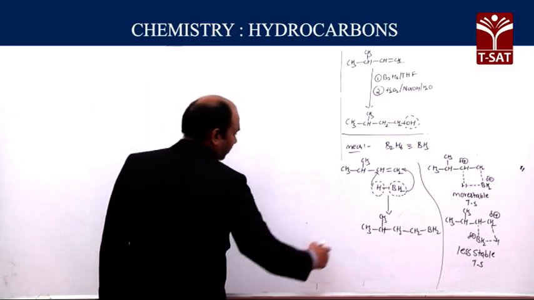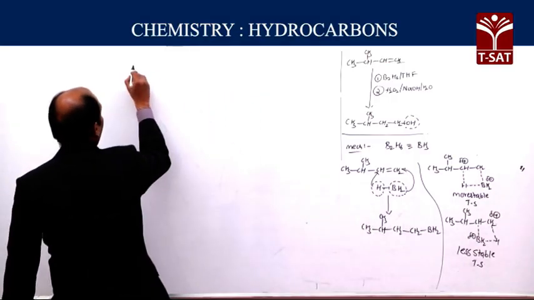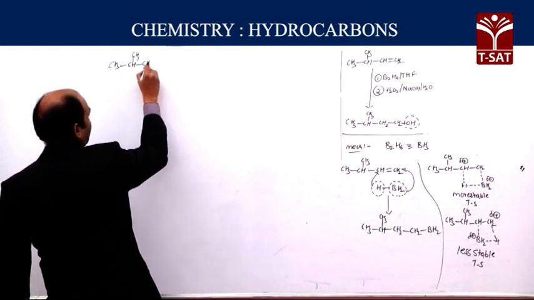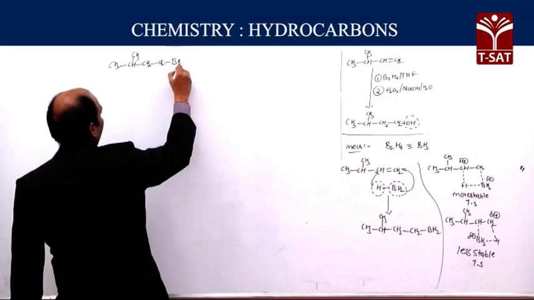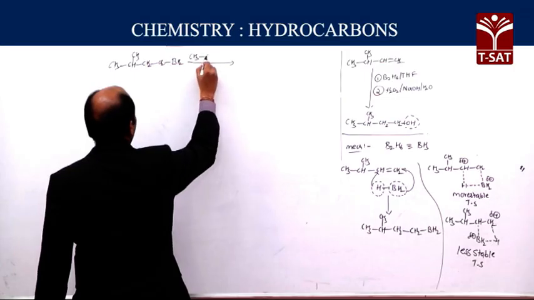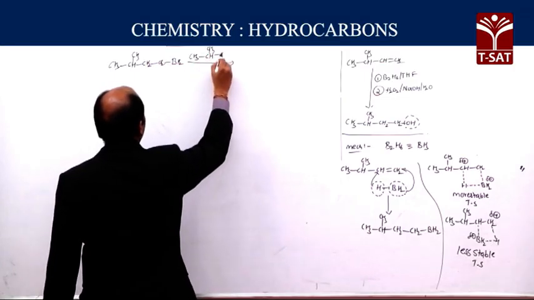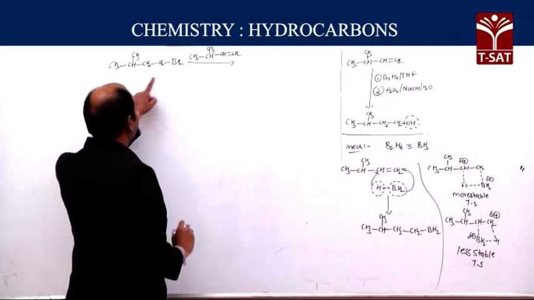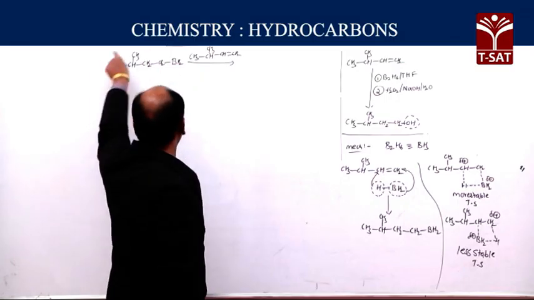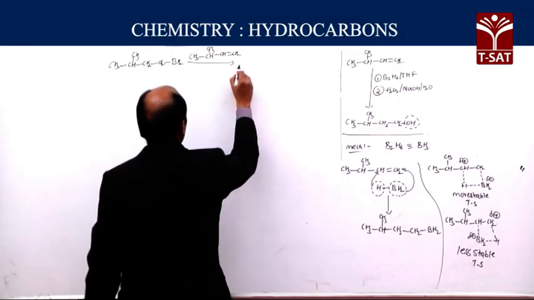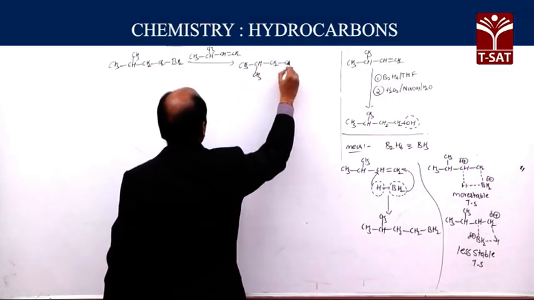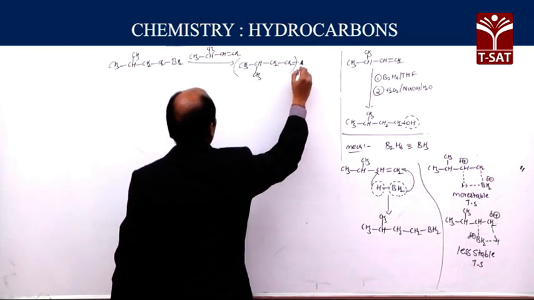Now let us continue. This is formed: CH3, CH2, BH2. Again we have so many molecules in the solution. So one more molecule, CH3 CH double bond CH2, and addition takes place again. H is added to this carbon and the BH part is added to this carbon. So we get CH3, CH2 taken twice, BH.